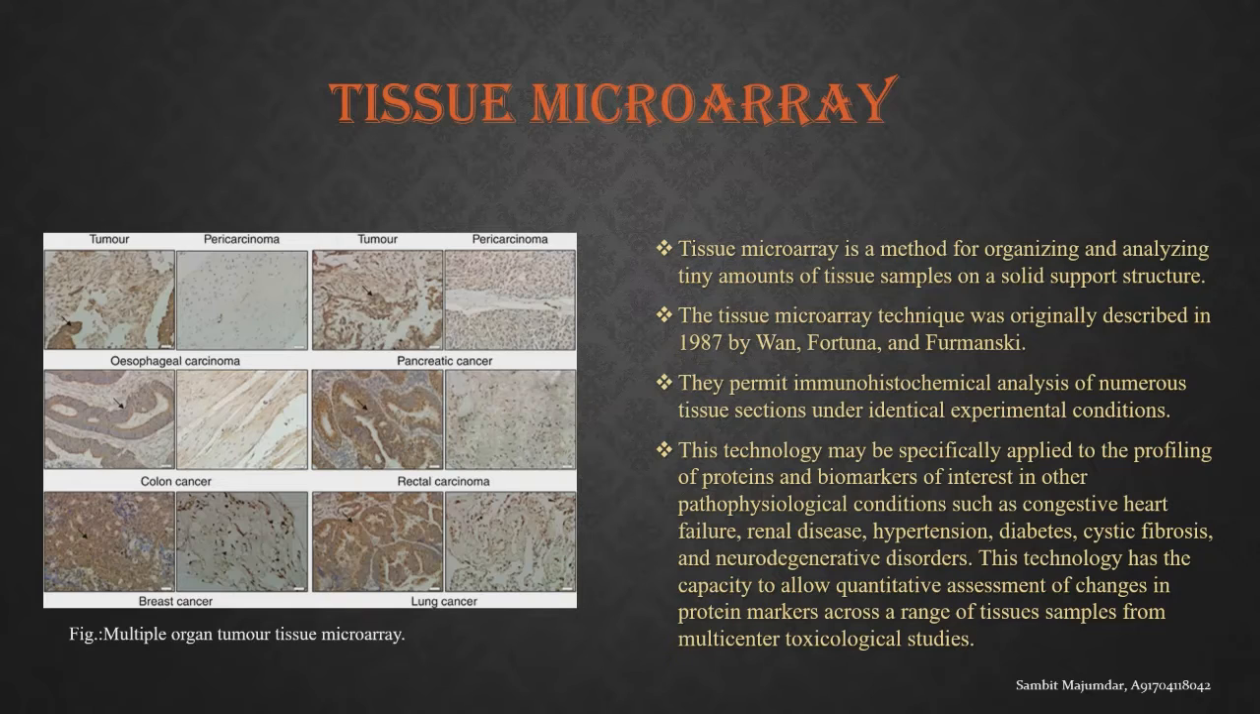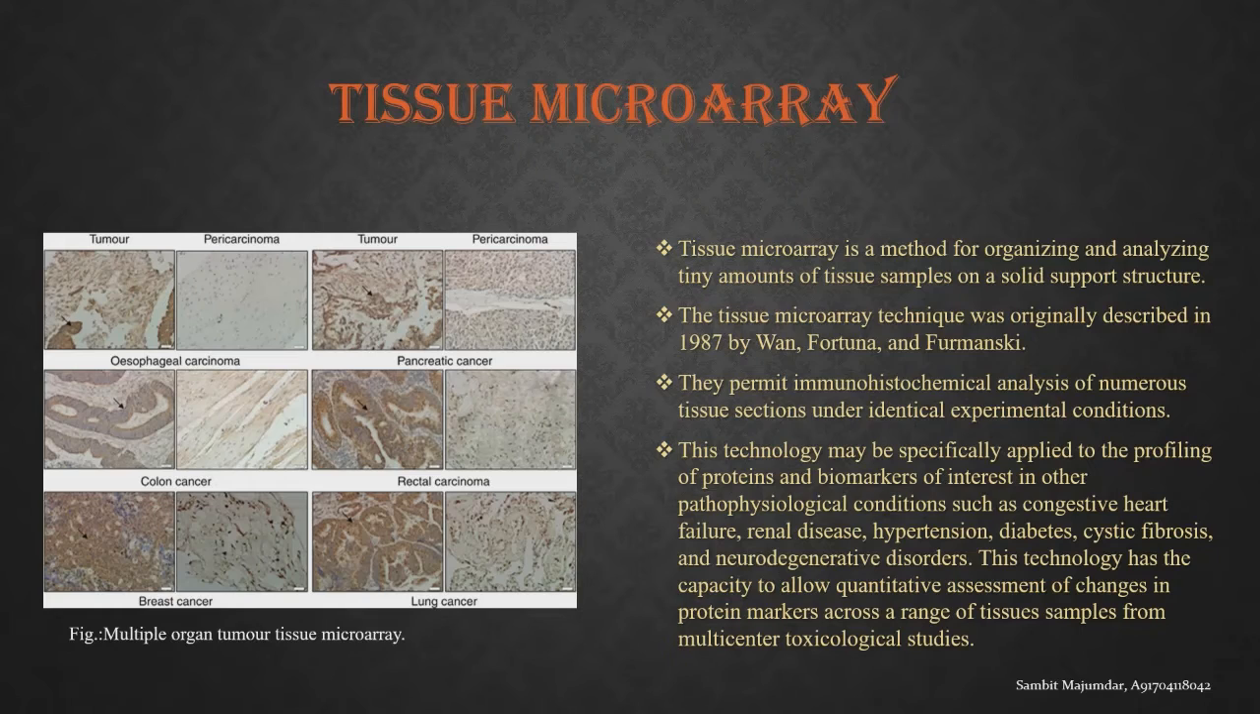Tissue microarray. Tissue microarray is a method for organizing and analyzing tiny amounts of tissue samples on a solid support structure. This microarray technique was originally described in 1987. It is a high-throughput research tool which has greatly facilitated and accelerated tissue analysis by in situ technologies. They are used for every research method that can be applied on standard whole sections, at enhanced speed.